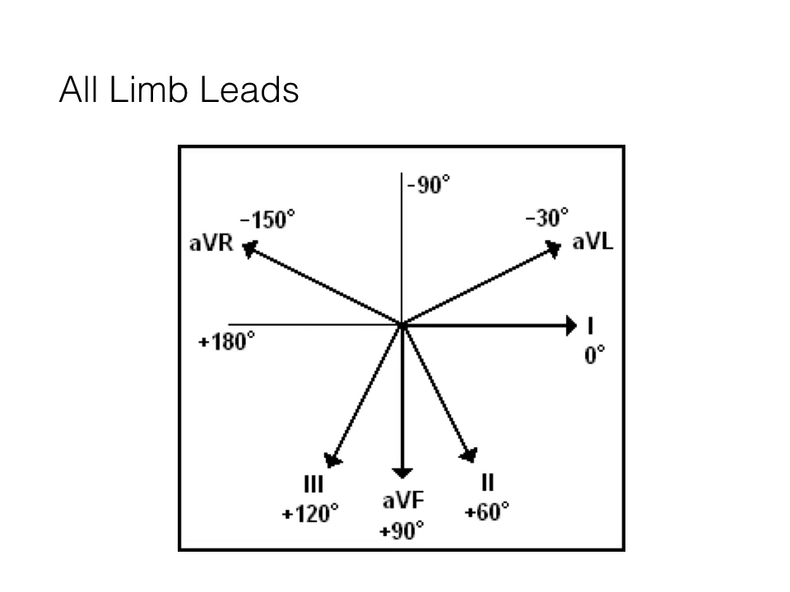As we can see, lead 1 looks at the heart from the left side and AVL from the left side, AVR from the right side, and lead 2, AVF and lead 3 look at the heart from the inferior side.